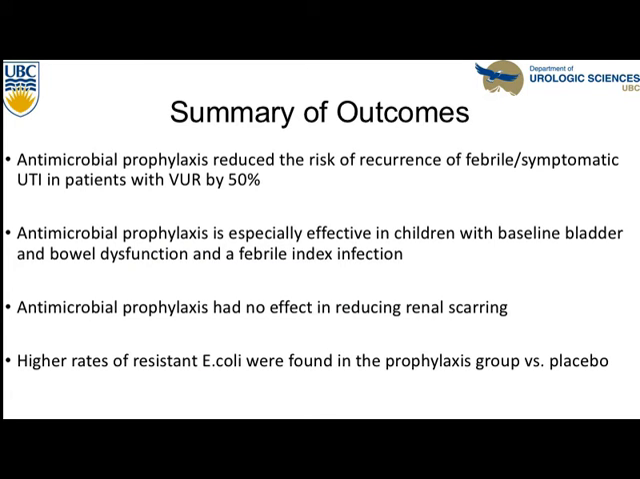So really, from this study, what we can take away is that antimicrobial prophylaxis reduced the risk of recurrence in patients with VUR by about 50%. Prophylaxis was especially effective in children with baseline bladder and bowel dysfunction and a febrile index infection. Antimicrobial prophylaxis, interestingly, had no effect in reducing renal scarring, at 1 and 2 years. And higher rates of resistant E. coli were found in the prophylaxis group versus the placebo group.